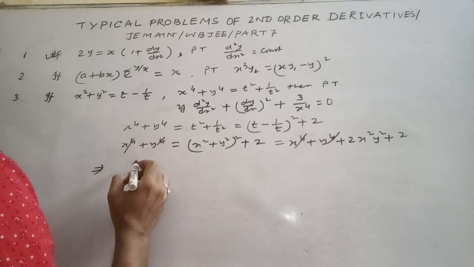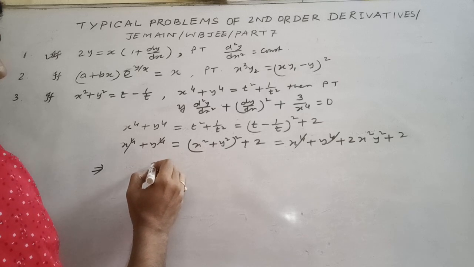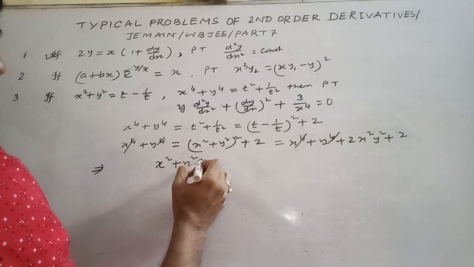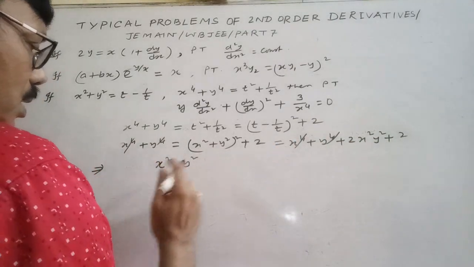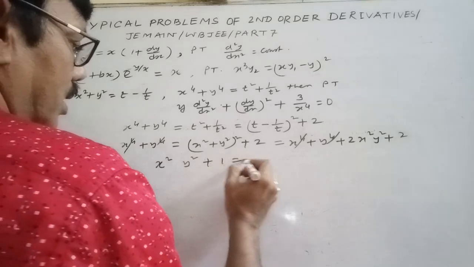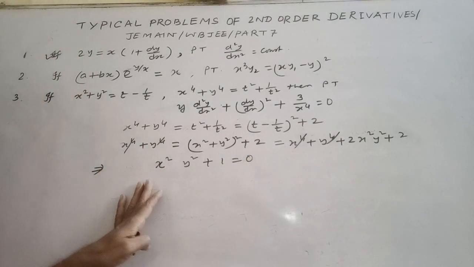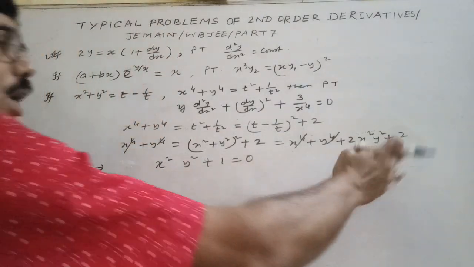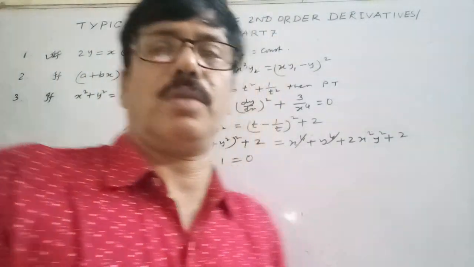So finally what we are getting: x² y² plus 1 equals 0. This is the result not involving t.